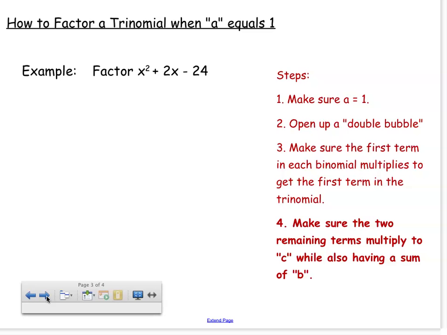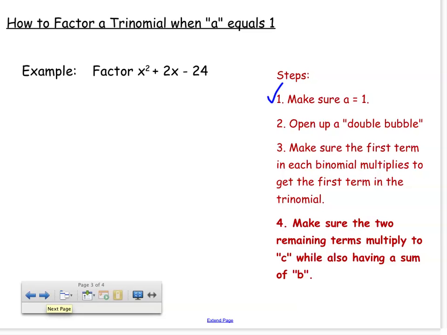So here's what we do. The first step is that we have to make sure that a is equal to 1 for these steps to work. Otherwise, they are different steps that come into play. In our example here, we want to factor x squared plus 2x minus 24, which is the answer we got from the last problem. That means that when we factor it, we should get the results that we started with. Since a is equal to 1, we can proceed.